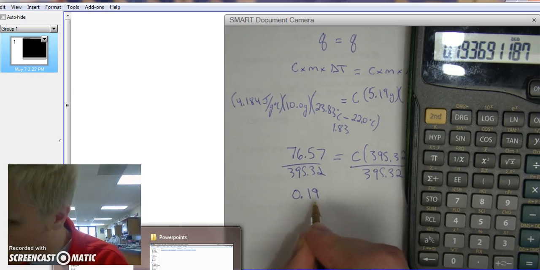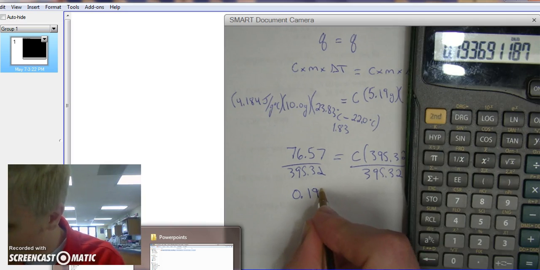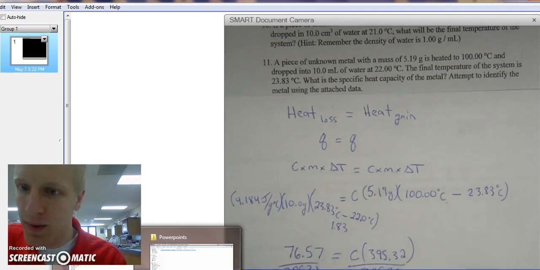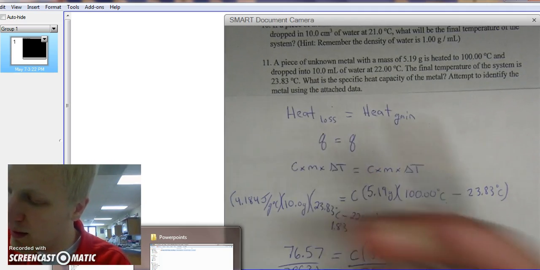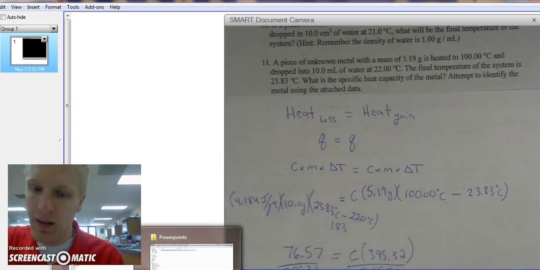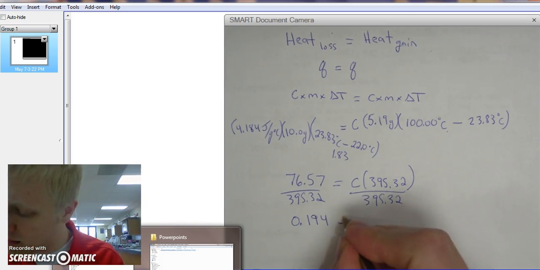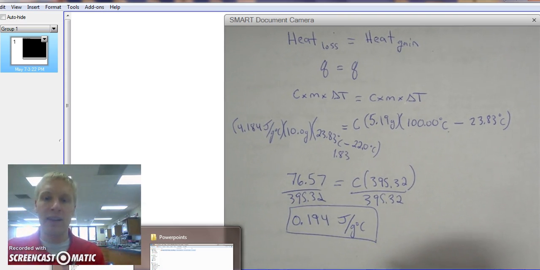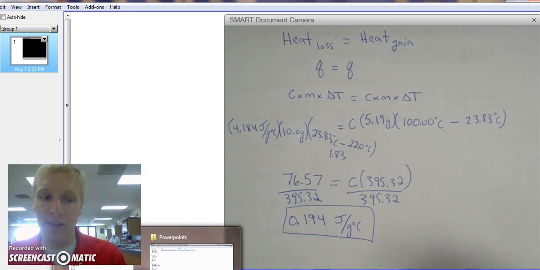and I'm going to round it to 3 sig figs because that's the least amount of sig figs in my problem. 94. So going back to my original problem, 3 sig figs, 5 sig figs, 4 sig figs, 3. Least amount of sig figs is 3. Alright, and we're talking about my C, which is specific heat. Specific heat is always joules per gram degree Celsius. And that's the specific heat of my metal. That's how I do a more difficult specific heat problem.